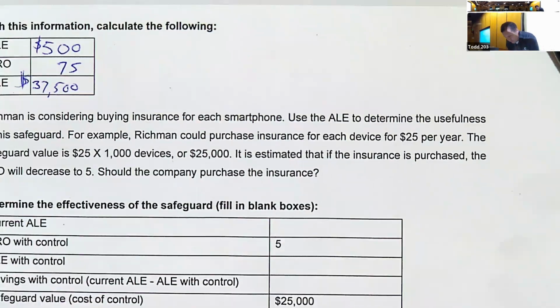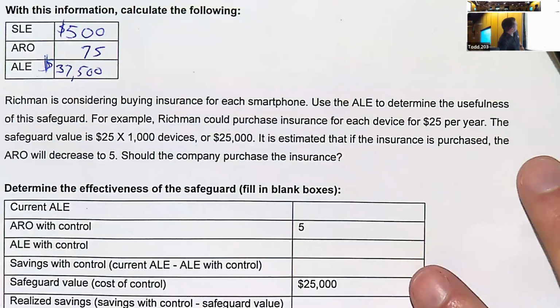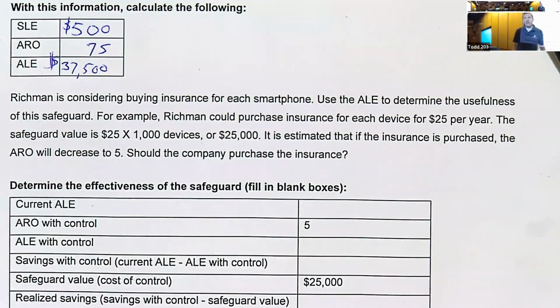What are my options here if I'm Richmond? So Richmond is considering buying insurance, right? So what does insurance do? Let's first talk about what insurance does. Insurance pays out if you end up losing money.